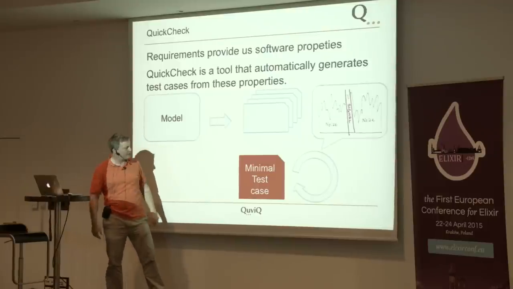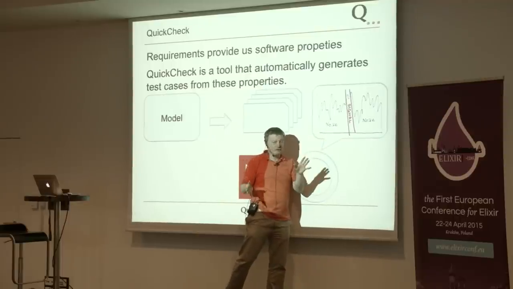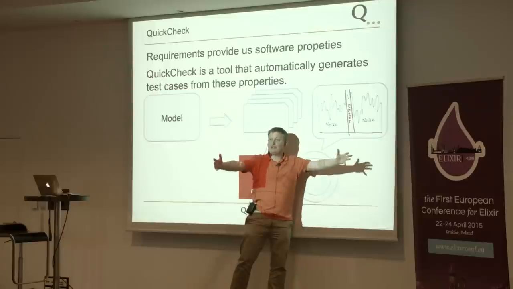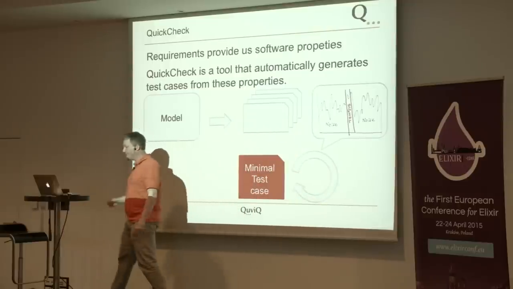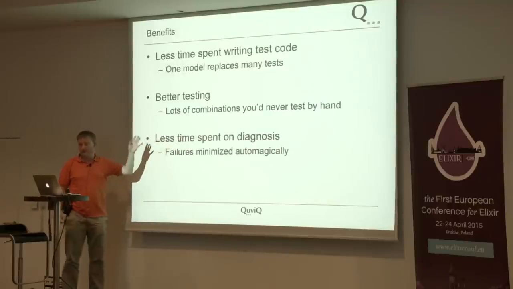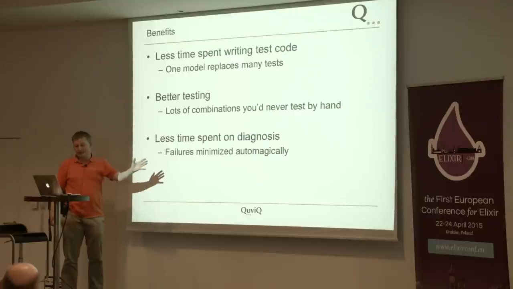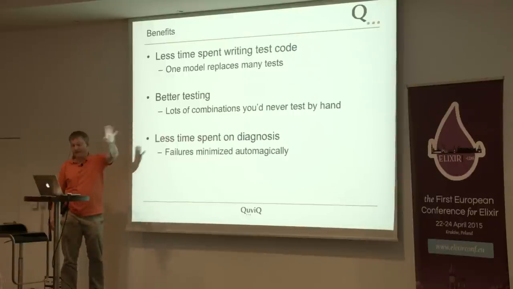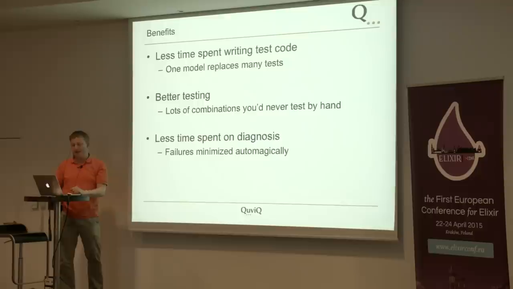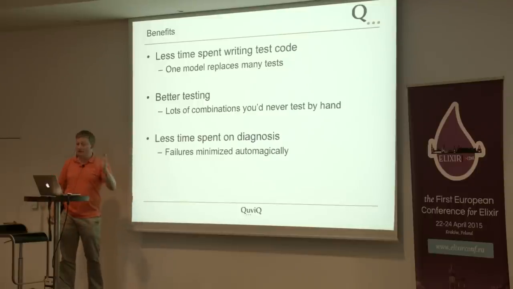This is necessary because normally you have a lot of noise in your test case, which is not important for the actual failure, but it is important for efficiently going through the state space. And that's what we do there. Less time spent on writing test code. You have to write a model, but you get an enormous amount of tests for free. One model replaces many, many tests, and you get better testing because we do all kinds of weird combinations you would never think about. And because of the shrinking, you spend much less time diagnosing the error when you actually find it. That was my presentation.